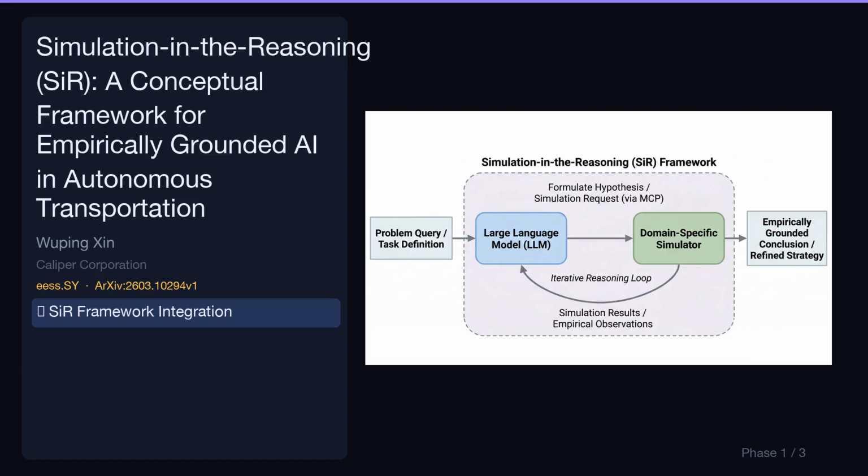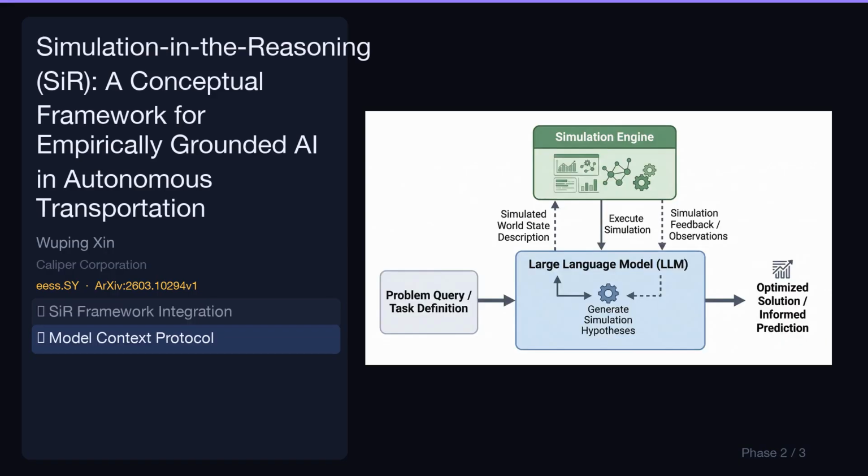It introduces the Simulation in the Reasoning framework, embedding domain-specific simulators directly into the LLM reasoning loop. This transforms LLM reasoning from narrative plausibility into an empirically grounded, falsifiable workflow. It proposes the Model Context Protocol, MCP, as the mechanism for LLMs to invoke and interact with external traffic simulators. MCP enables the LLM to execute intermediate reasoning steps as simulation experiments.